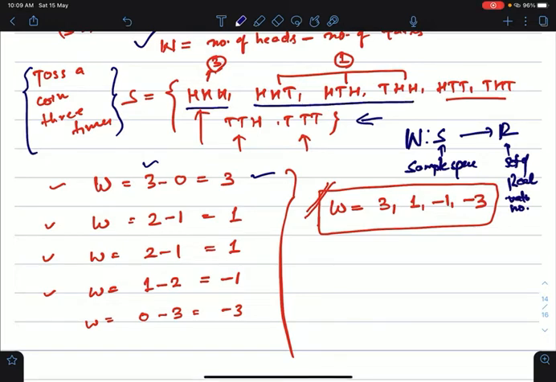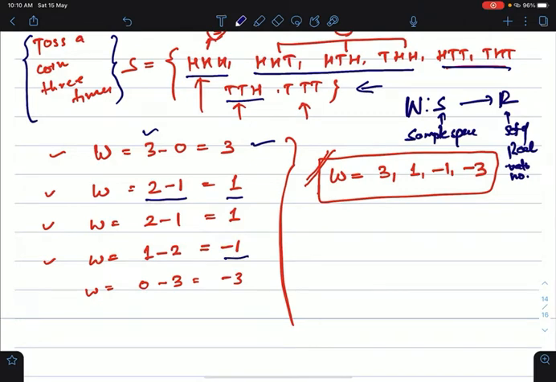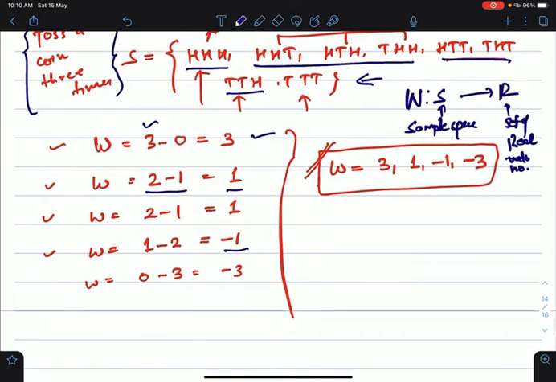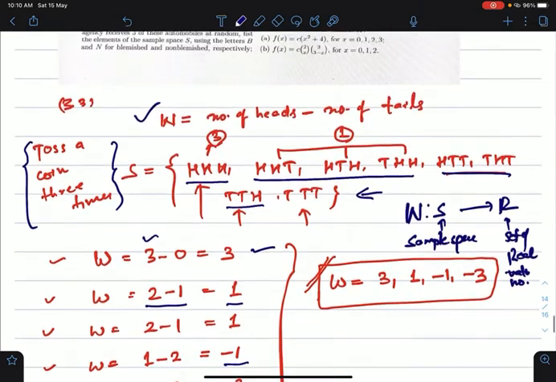in which we have 2 heads and 1 tail. So 2 heads, 1 tail. W is nothing but the number of heads minus the number of tails, so 2 heads minus 1 tail, that means 1. Again, for the next 3 outcomes, we have 1 head and 2 tails, so that is 1 minus 2, that is minus 1. And for the last one, we have no head and 3 tails, so 0 minus 3, that is minus 3. So we have assigned a value to each outcome of the sample space.